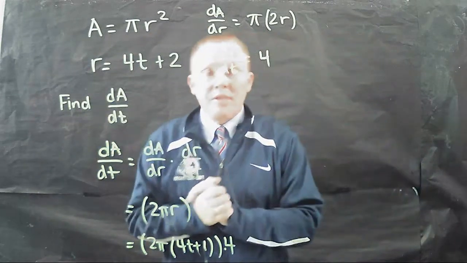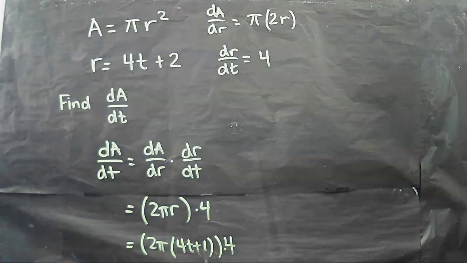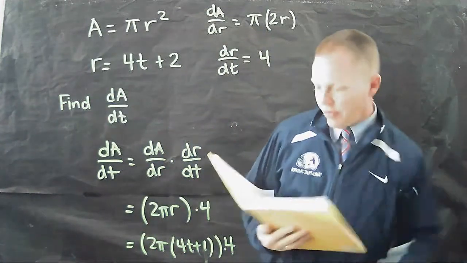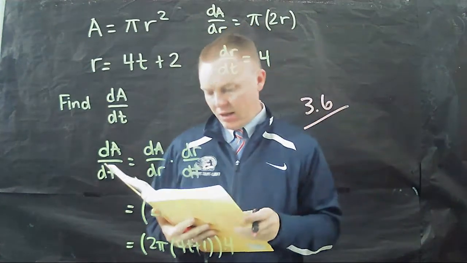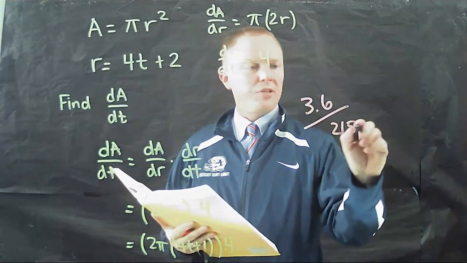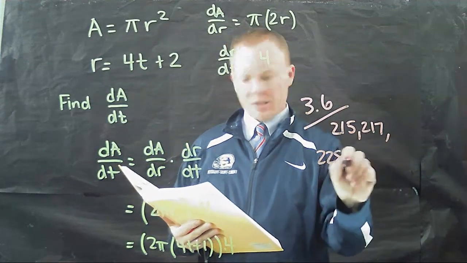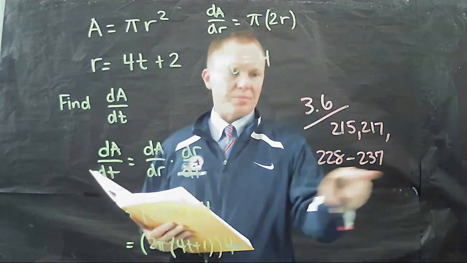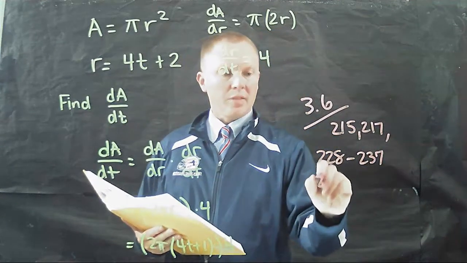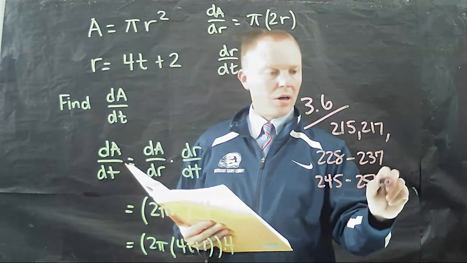So I'm going to leave you some problems to do. I'll write them down for you right now. This is from section 3.6 from your book. That's 215, 217, 228 to 237. This is just a bunch of practice type problems. And then 245 to 251 odd.